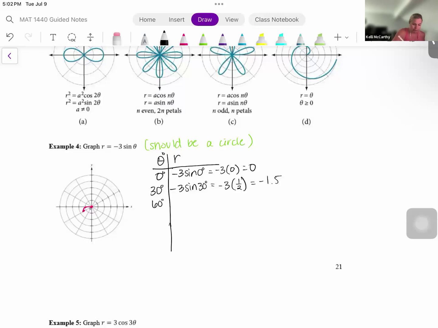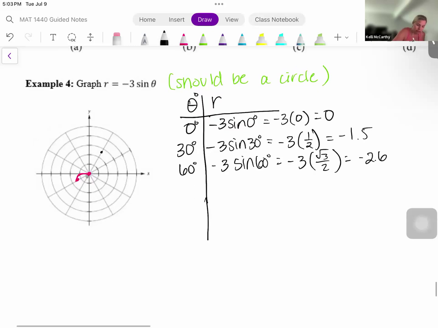Now let's go to 60 degrees. So -3 sine of 60 degrees. That's -3 times the square root of 3 over 2. And I'm going to use a decimal approximation for this just to help me approximate the radius. That's going to be -2.6. So again, I go to 60 degrees and 2.6, which is maybe right there. But then I'm going to reflect it about the origin. So there's that point right there. You can see I've just added it. We're going to reflect this about the origin to get our next point, and connect those 2 points.